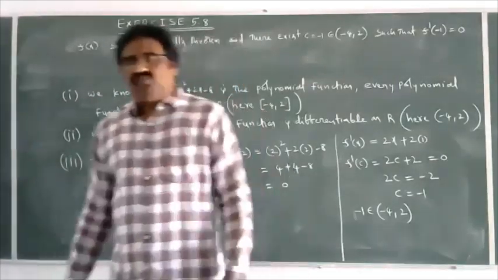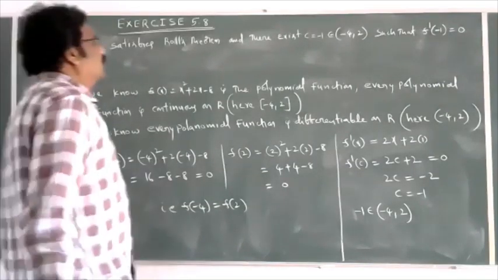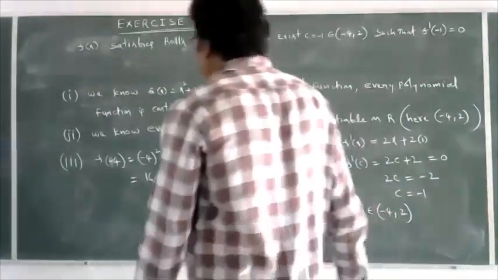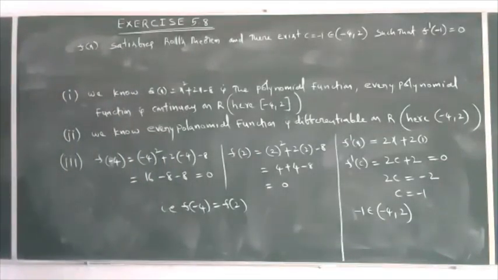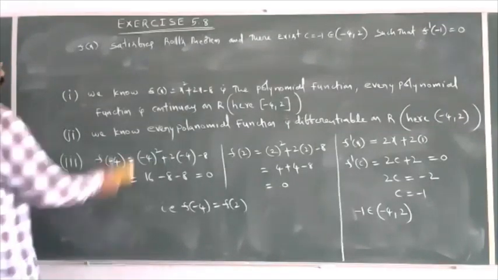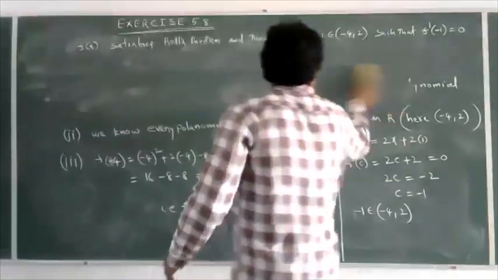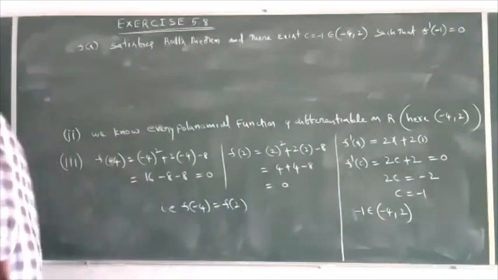This is the way to solve the given problem. If any function is given, first verify that the given function is continuous on the given interval and differentiable on the given interval, and also verify that f of a and f of b both are equal. Then you can verify that there exists c belongs to open a comma b or not. This is the process to solve the given problems.